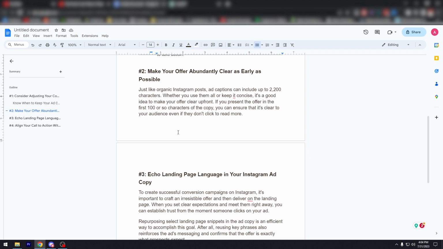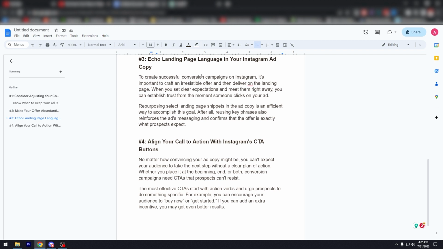Another concern is to make your offer abundantly clear as early as possible. Just like organic Instagram posts, ad captions can include up to 2,200 characters. Whether you use it all or keep it concise, it's a good idea to make your offer clear upfront. If you present the offer in the first 100 or so characters of the copy, you can ensure that it's clear to your audience even if they don't click to read more. So the first 100 characters, the first couple sentences, is the most important. You need to be upfront and to the point about what your service or product is so that you have a better chance of converting, right?